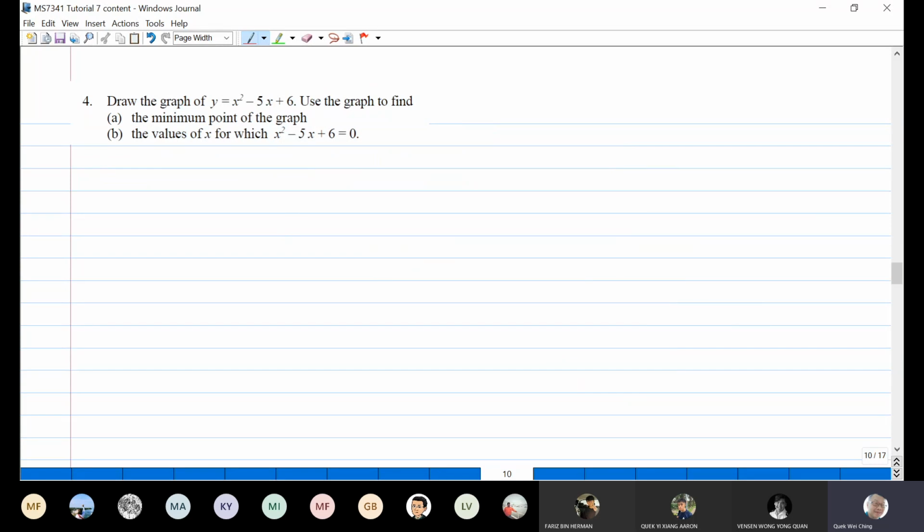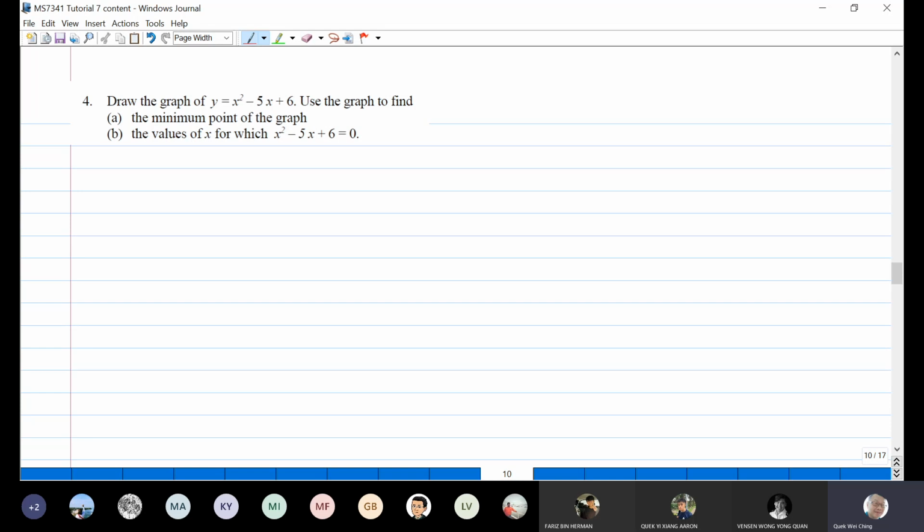Okay, another question, question 4. I'll try to do question 4 for you. Draw the graph of y equals x squared minus 5x plus 6. Then use the graph to find the minimum point. First one, A, its lowest point. Minimum point means the point where you get the lowest value of y.